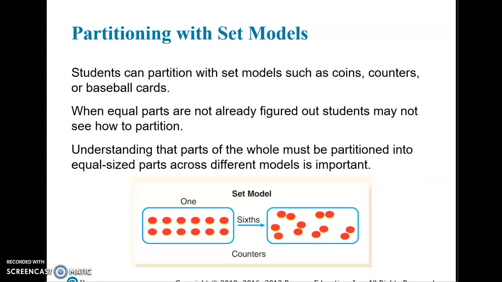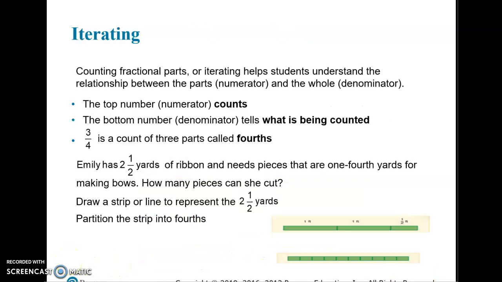Students can partition with set models such as coins, counters, baseball cards. In the figure below, 12 counters are partitioned into 6. Each share a part of has 2 counters, but it is the number of shares that make the partition show 6th. So you start with 12 and you break them down to 6, so each group has 2 counters. Counting fractional parts or iterating helps students understand the relationship between the part, the numerator, and the whole, the denominator, and to understand a fraction as a number.